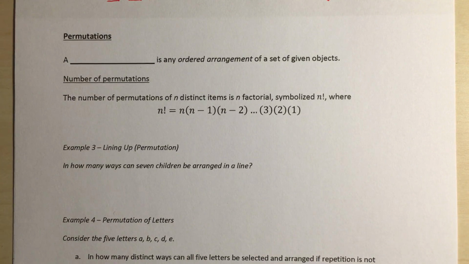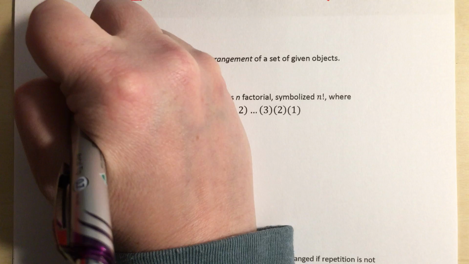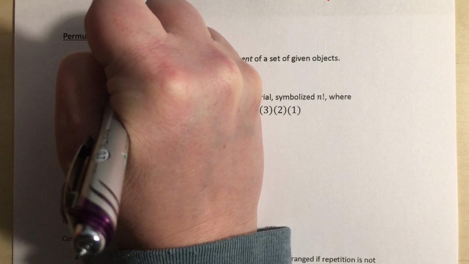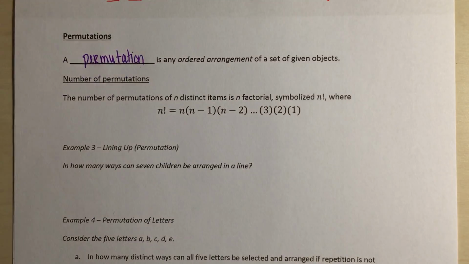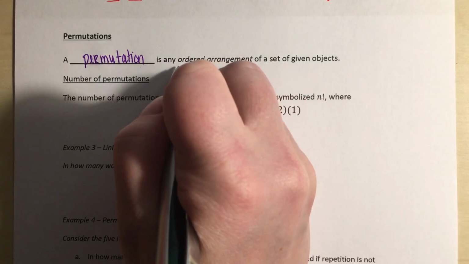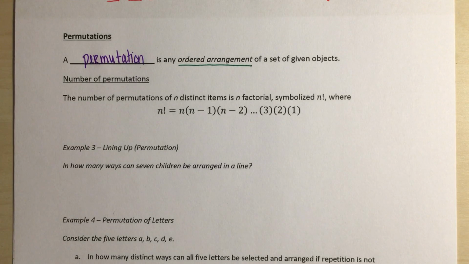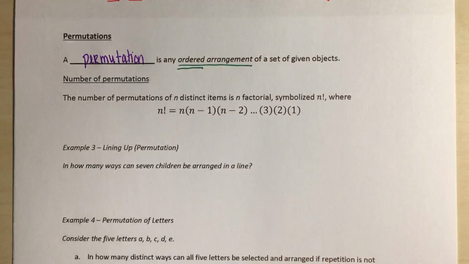All right, the next thing that we're going to talk about in this section is something called a permutation. A permutation is any ordered arrangement of a set of given objects. So the key thing here is the word ordered arrangement. What we're thinking about here, and the difference between what we're going to see looking ahead to the next section, 11.8, where we're going to talk about combinations: in combinations, order does not matter. But in permutations, order does matter.